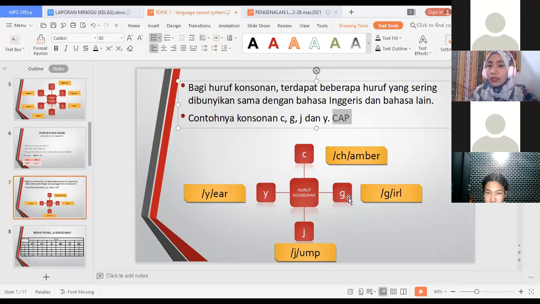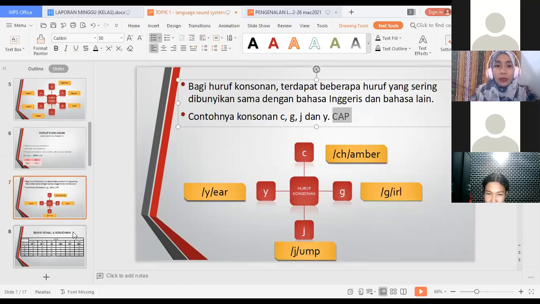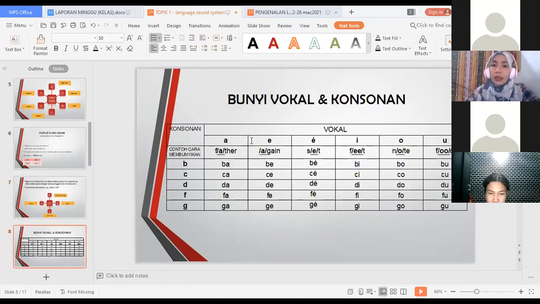The second one, the consonant G, not J. In English, maybe J, but in Bahasa Melayu, this is a G. You can see the simple English word, girl, G. J, jam, J. And the last one, Y, for year. Okay, so now I prepare the table for you.